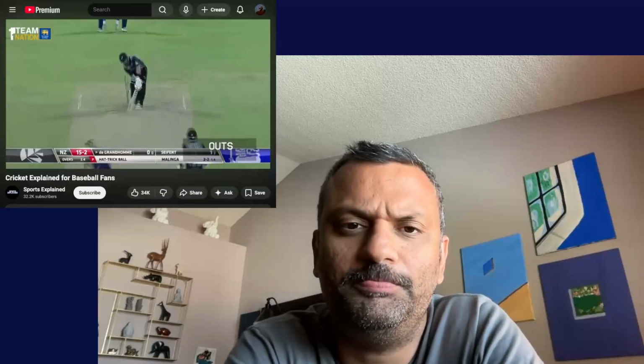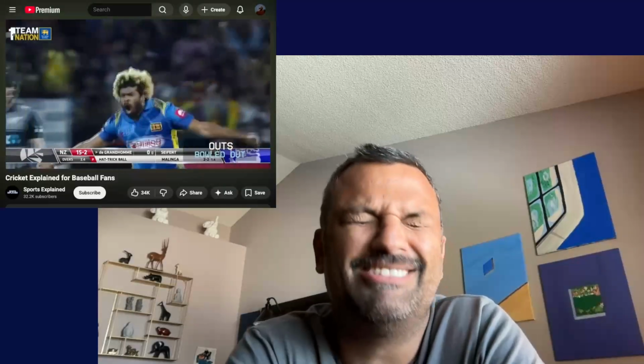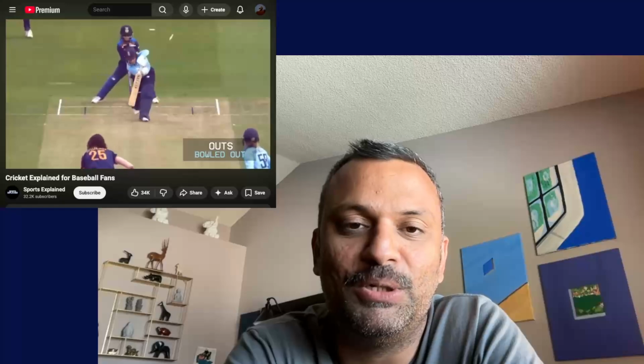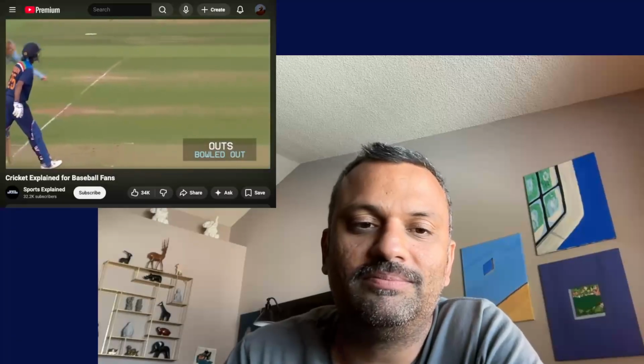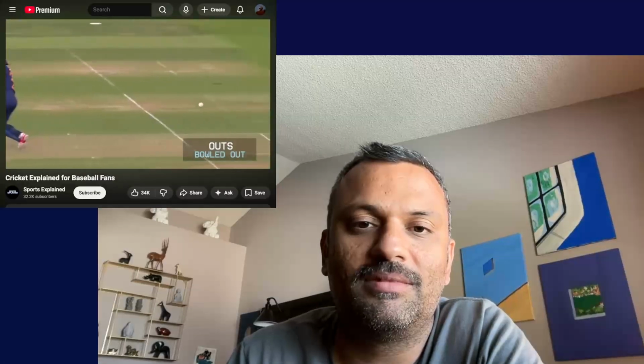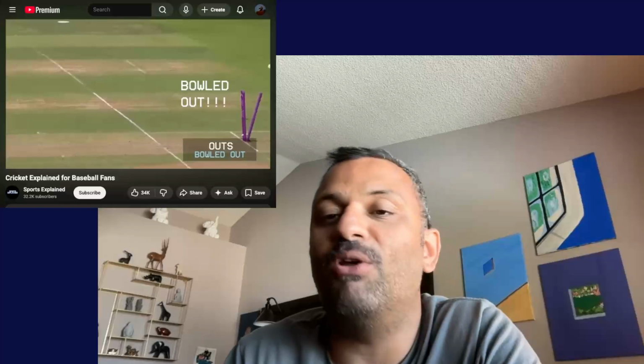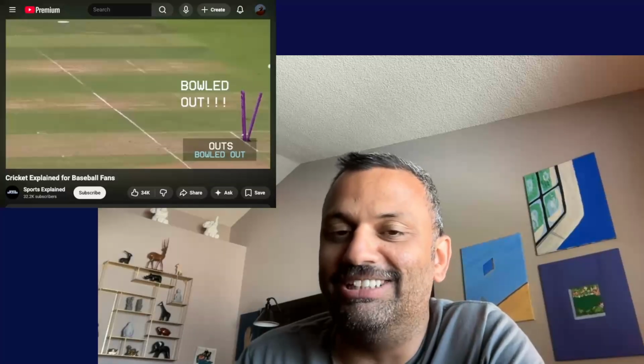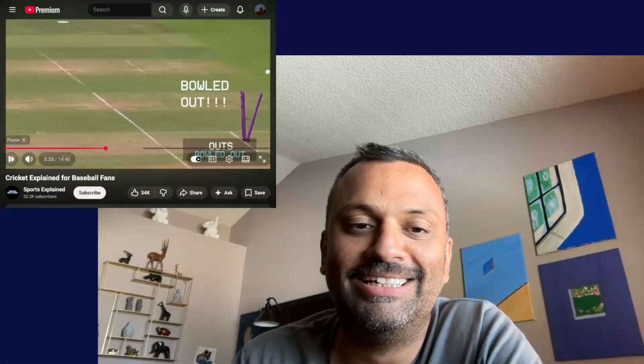You can be bowled out. And these are very exciting. This is where the bowler sends the ball to you and the ball bounces past you and knocks the bails off the stumps. It's also quite humiliating as a batter to get bowled out.